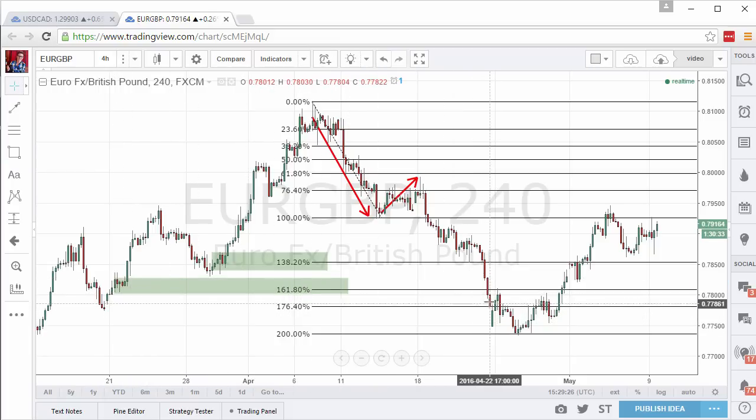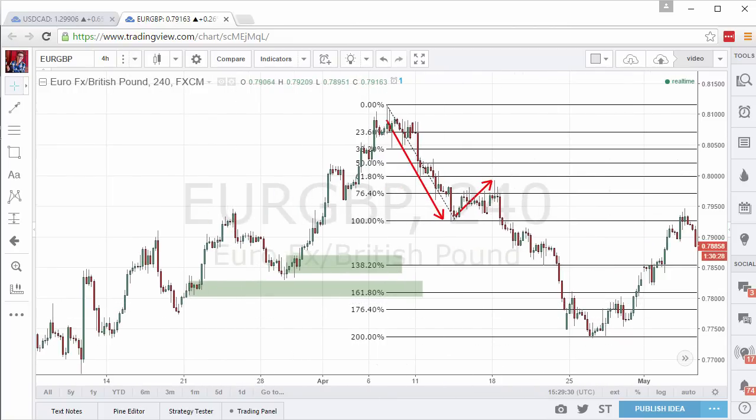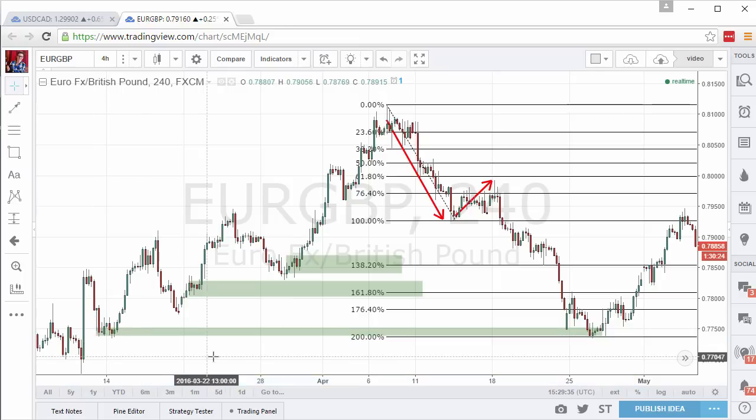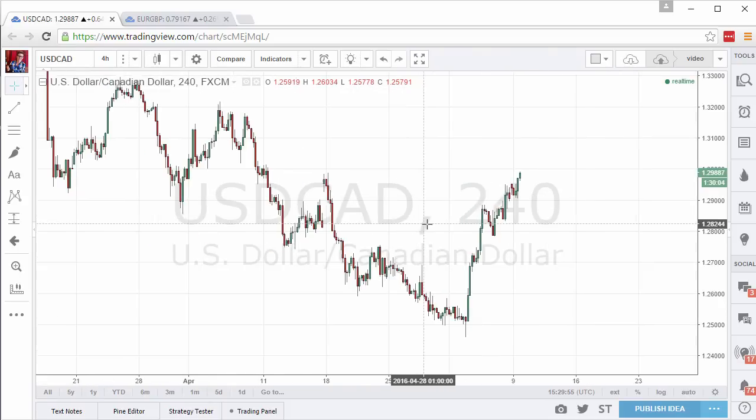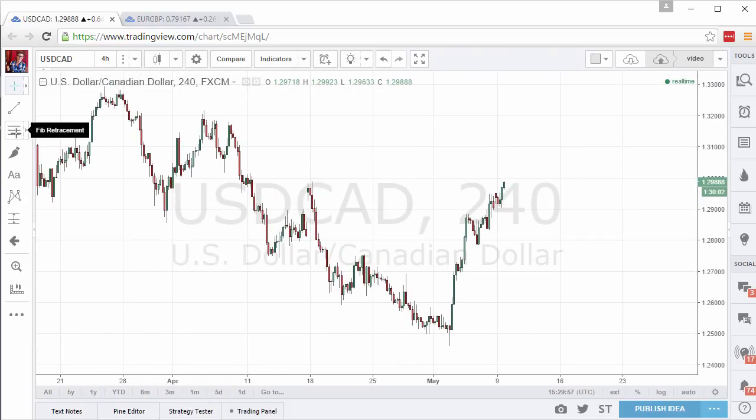Also 176, it barely paused here, and it went straight to the 200, where we then finally reversed and made our way back up. So you can see how you could have used the Fibonacci extension to ride the downtrend and to trail your stop loss along the way until you eventually met the 200 Fibonacci extension.